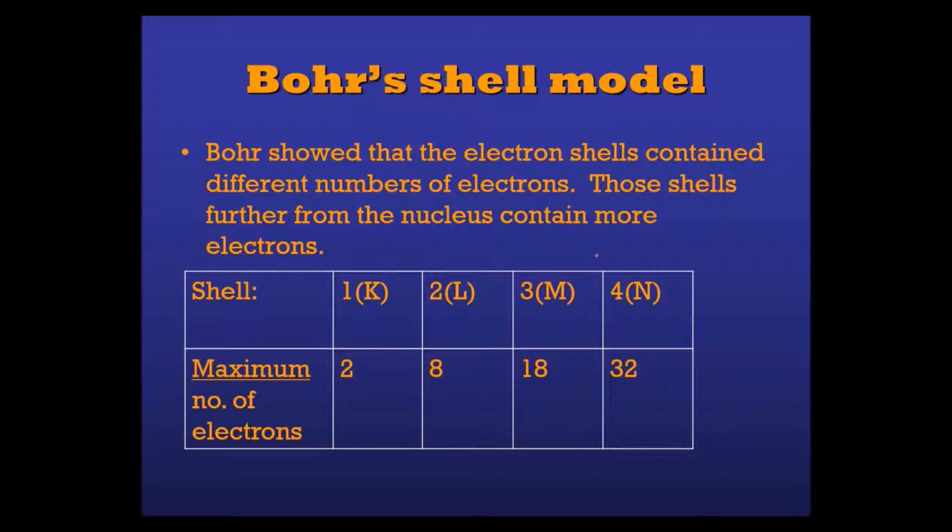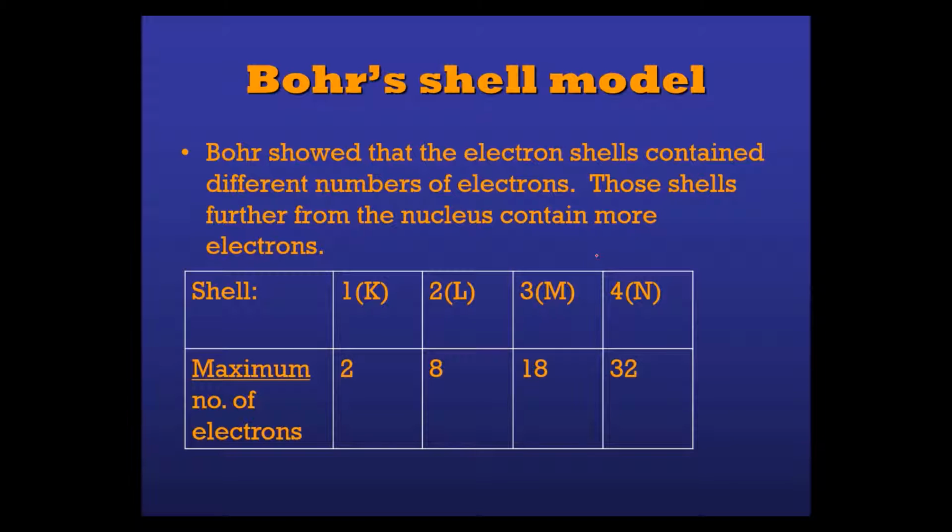Now, the shell model, which was one of the really important discoveries about the electrons, showed us that the shells around the atoms contain different numbers of electrons. As you move out from the nucleus, which means that the shells have more energy, they can contain more electrons, so they're bigger if you want to think about it.